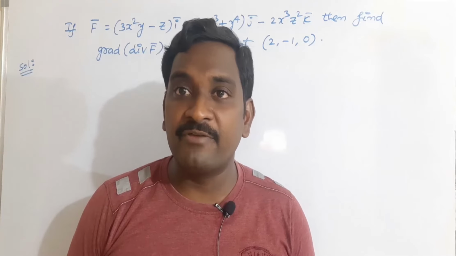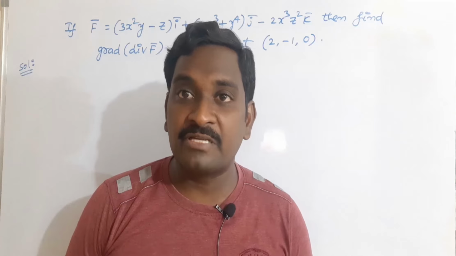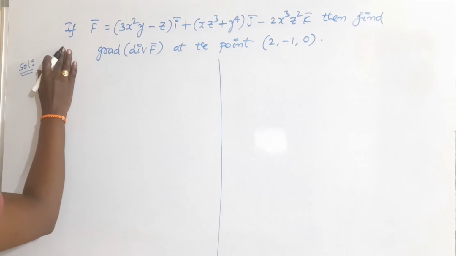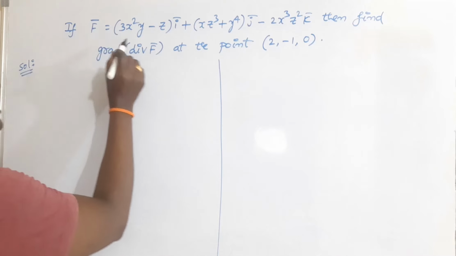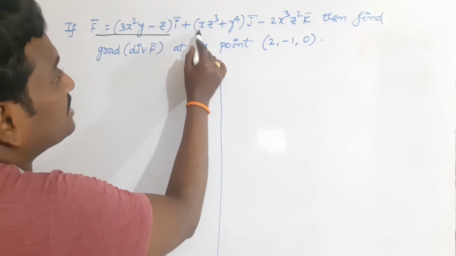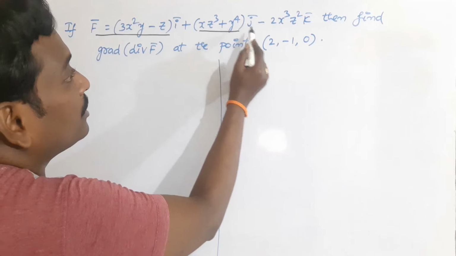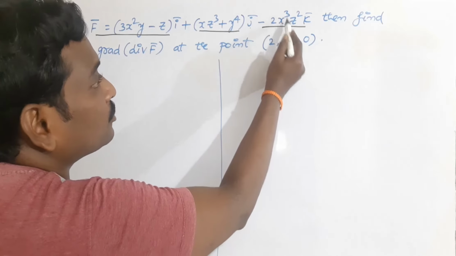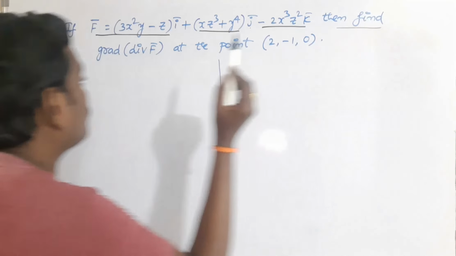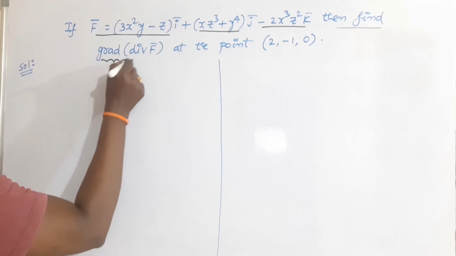In this video, I will give an example on divergence of a vector point function. This is the statement of the given problem. If f bar is equal to (3x square y minus z) into i bar plus (xz cube plus y power 4) into j bar minus 2x cube z square k bar. This is the given vector point function. Then we have to find the gradient of divergence of f bar.